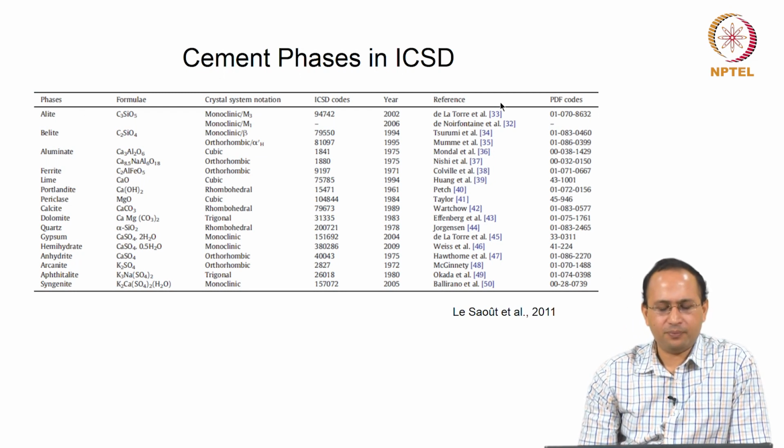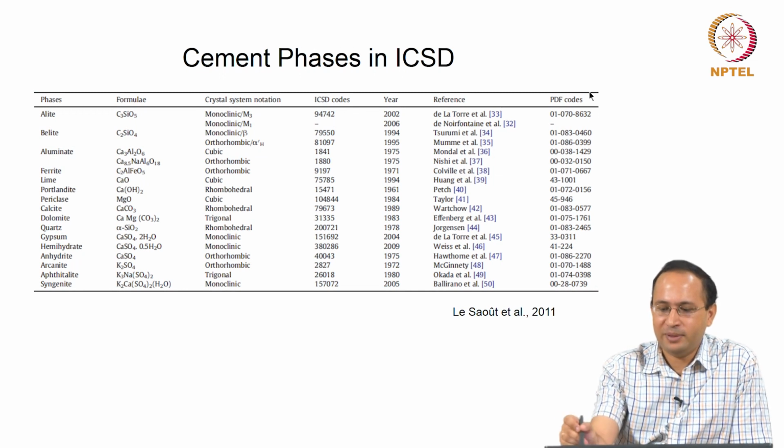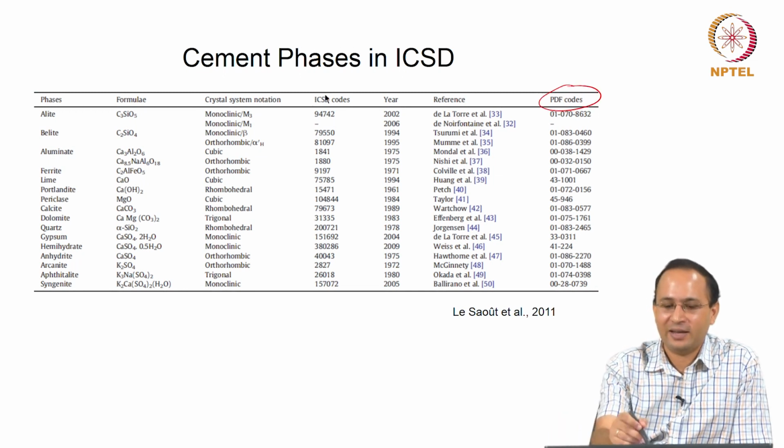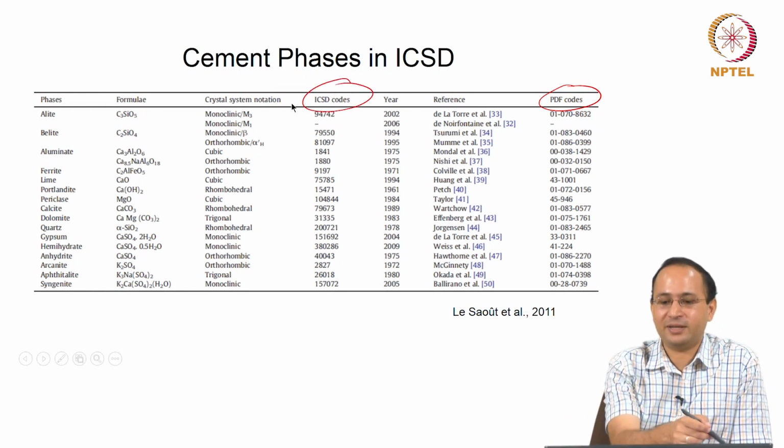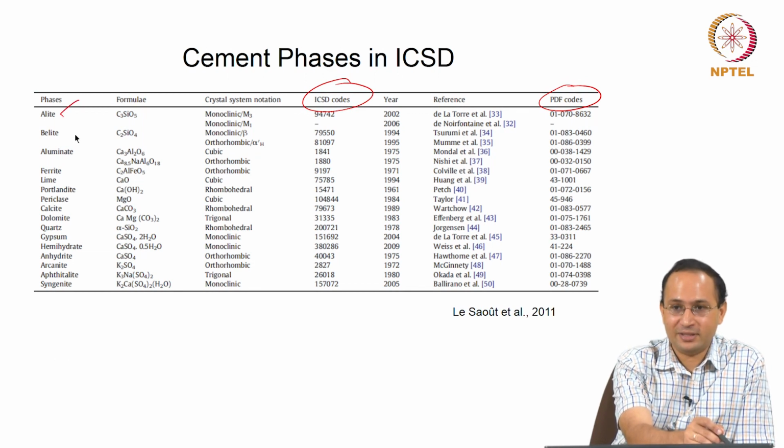Again, if you are doing quantitative analysis, you want to get the appropriate PDFs, powder diffraction files. These are some of the common PDF codes. Also you see ICSD codes for the phases present in the cement. See alite, which is C3S.